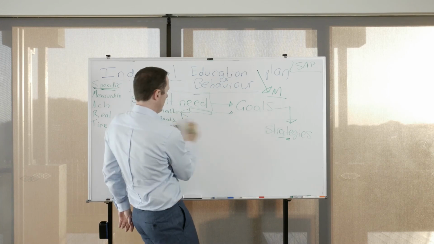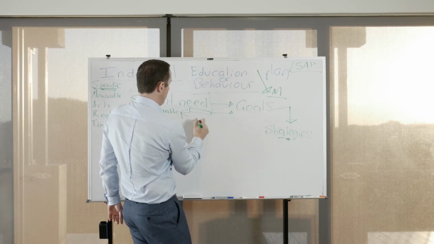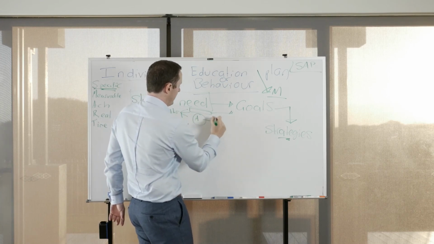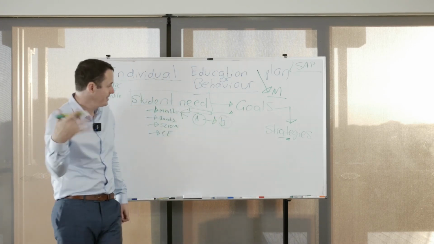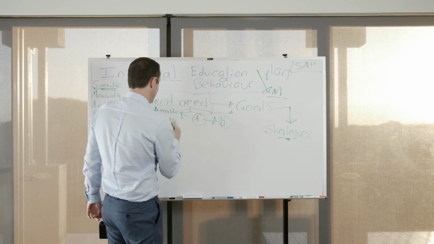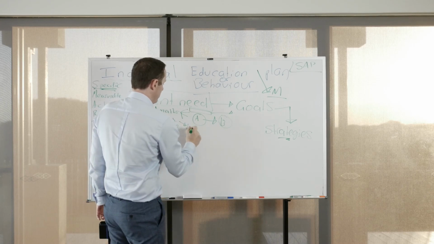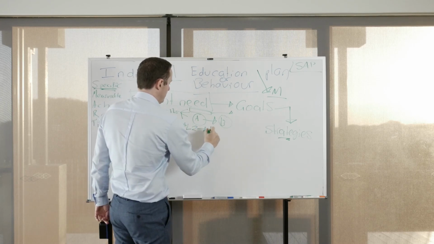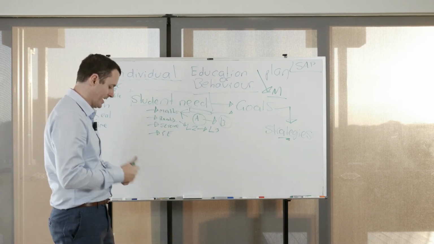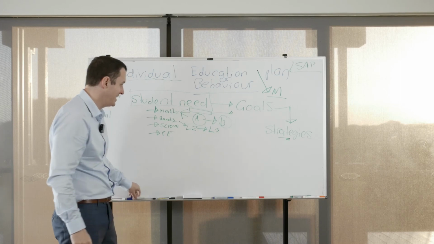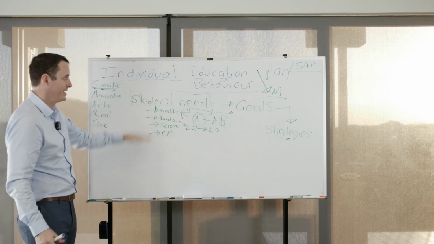So for all of these different things, you're specifying where they are, what I like to call point A, and where you want them to be, what I like to call point B. So at reading, they may be reading at level 2, you want them to be able to read at level 3 by the end of the year. So you're just being as specific as you possibly can with each of these different topics.